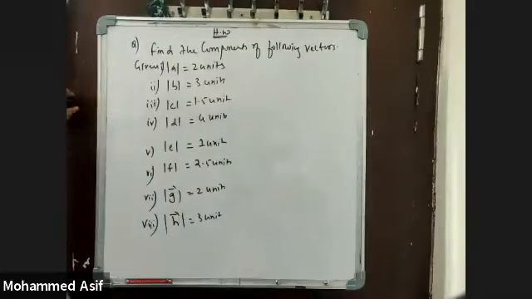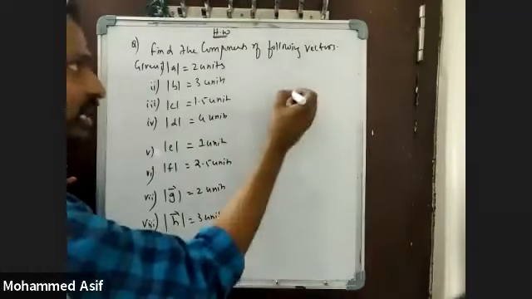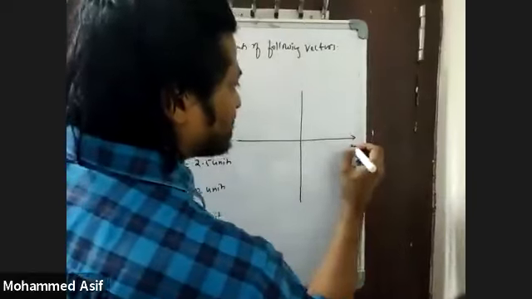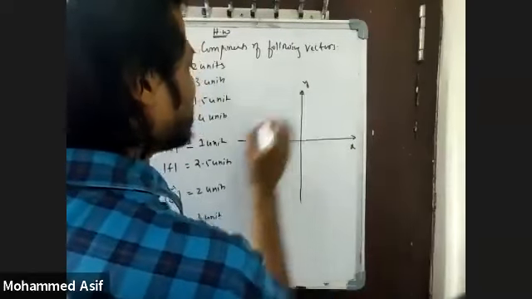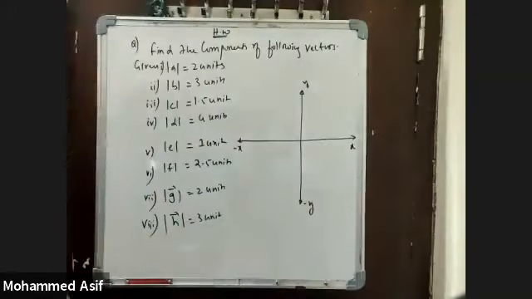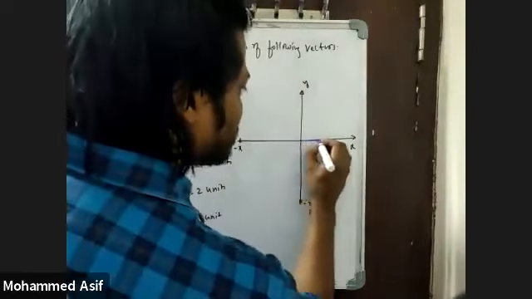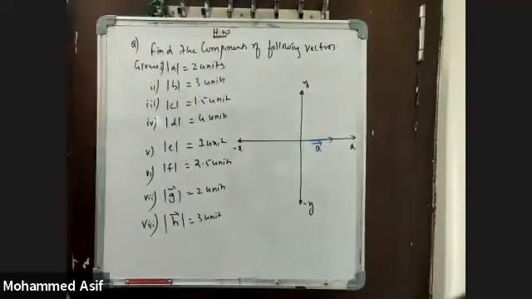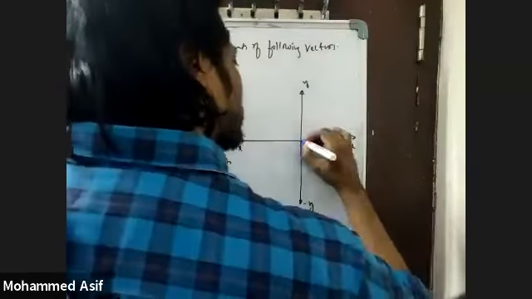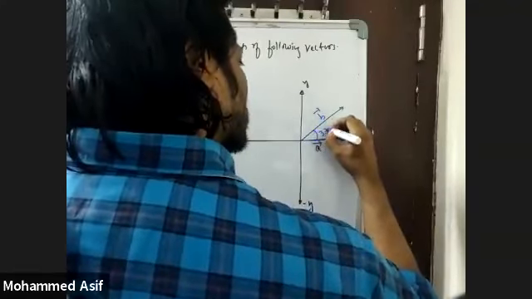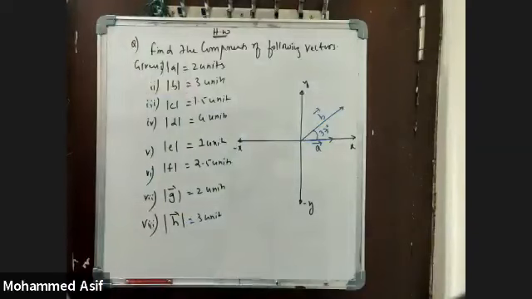We need to find the components of the following vectors. See the diagram carefully. This is your x-axis. This is your y-axis. This one is minus x. This one is your minus y. See the vectors which have been given for you. First vector is a bar like this. The next one is the vector B, making an angle of 37 degrees.